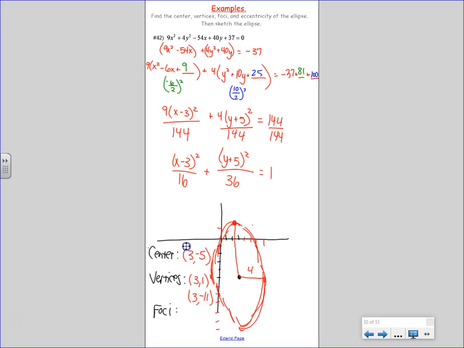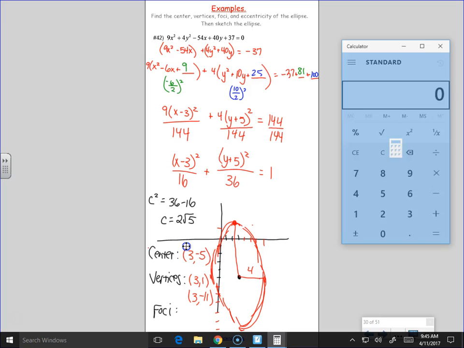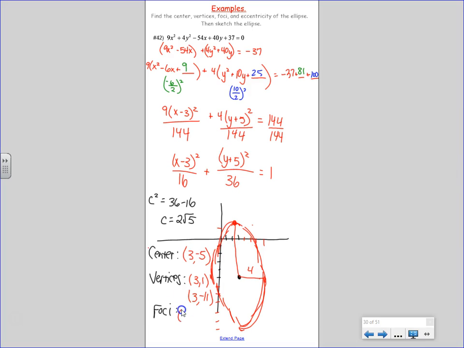But for my foci, I have to plug in. I have to go ahead and do c squared is equal to a squared minus b squared. Nathan already said square root of 20 and he's right, which is 2 root 5. If you guys notice, all we got to do is take our center and say keep the 3 and do -5 plus 2 root 5, -5 minus 2 root 5.